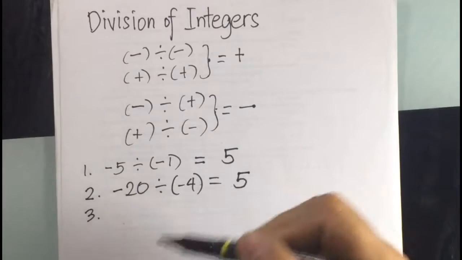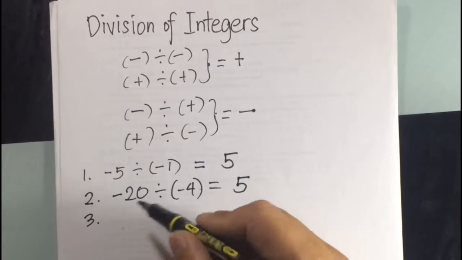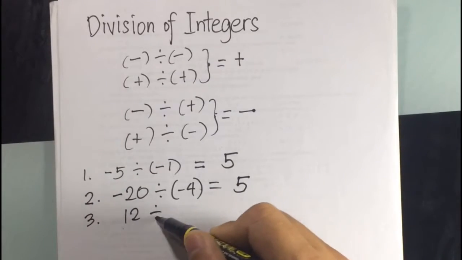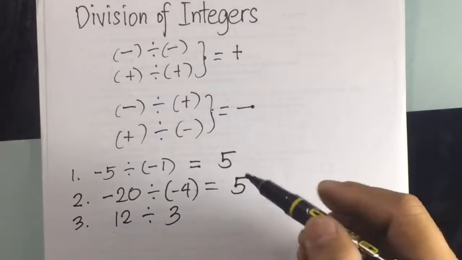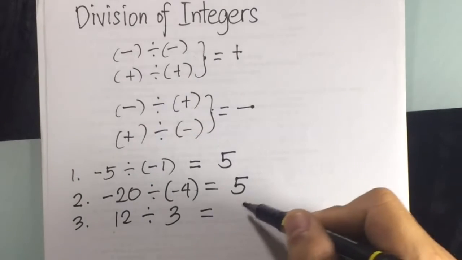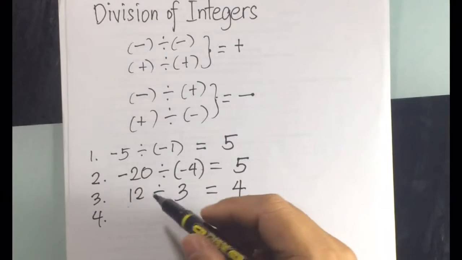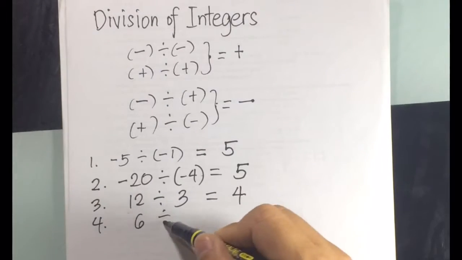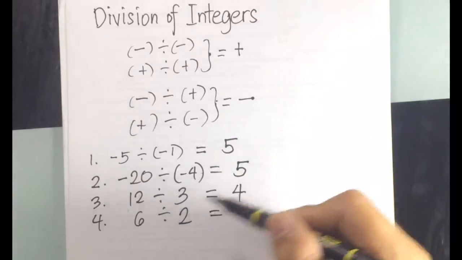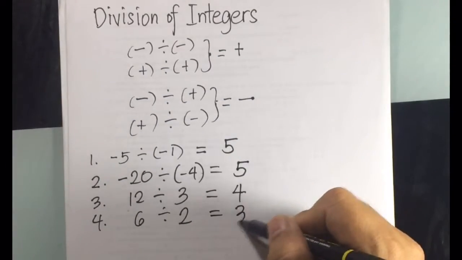Okay, next one, let's have positive divided by positive. Let's have 12 divided by 3. Positive divided by positive, the answer here will be 4. Another one, let's have 6 divided by 2. 6 divided by 2 is 3.